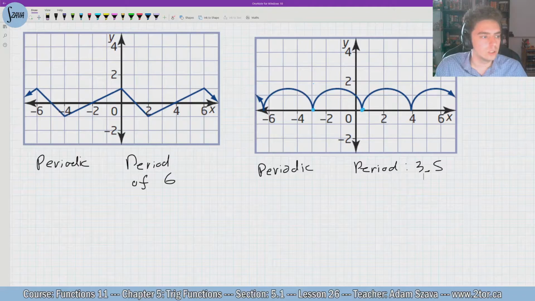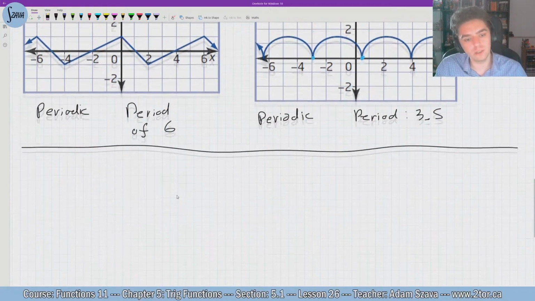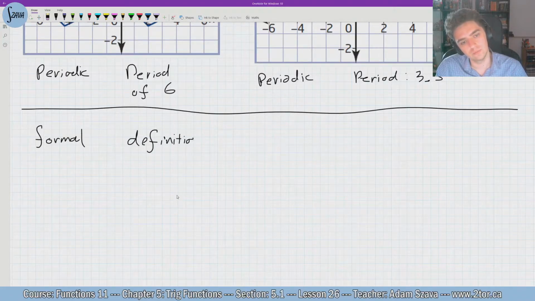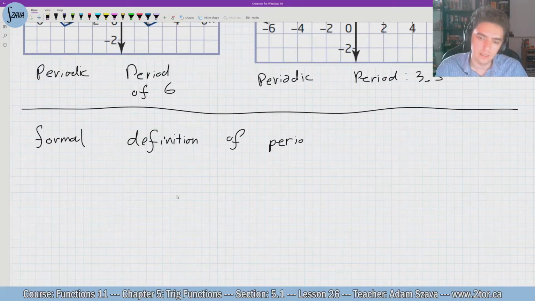Okay. So we've defined periodic functions, we've looked at periodic behavior, we have talked about what a period is, we've looked at the 4 graphs and seen what their period is and if they're periodic. Let's take a look for a second at the formal definition of periodic. It's helpful. You don't have to really understand this, but it's good to know the formal definitions of things.